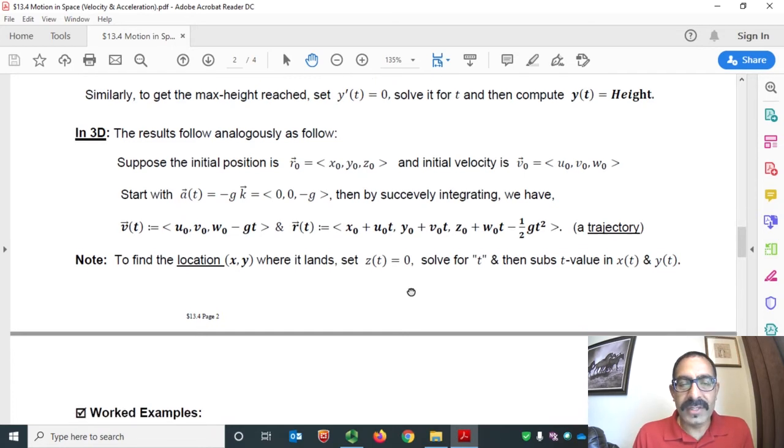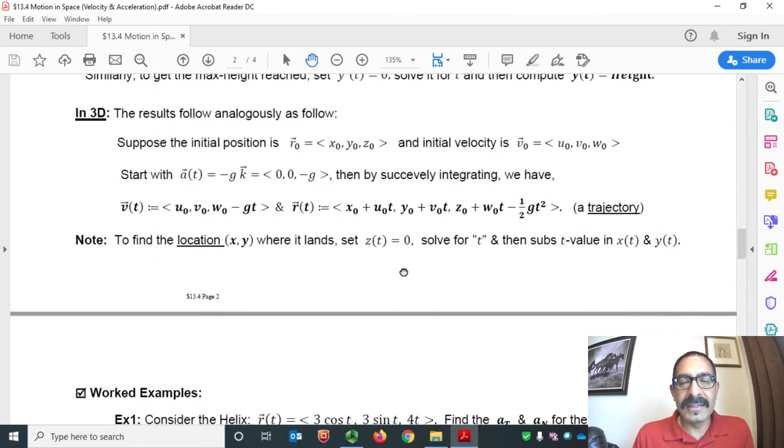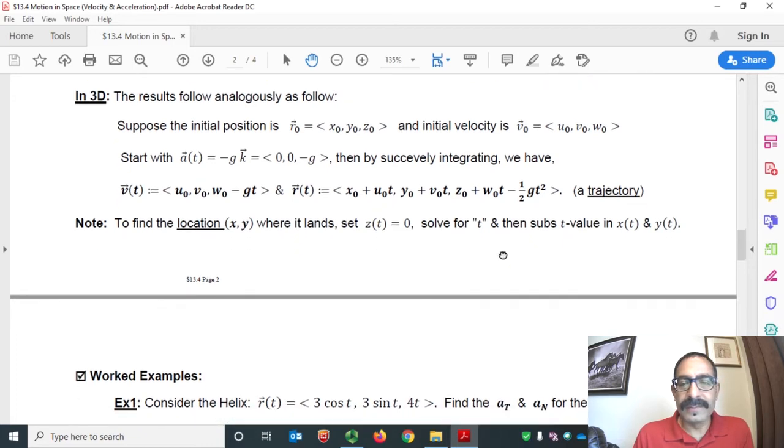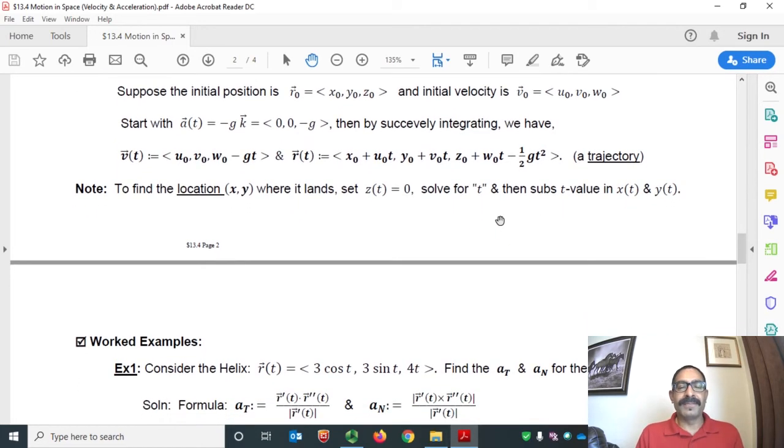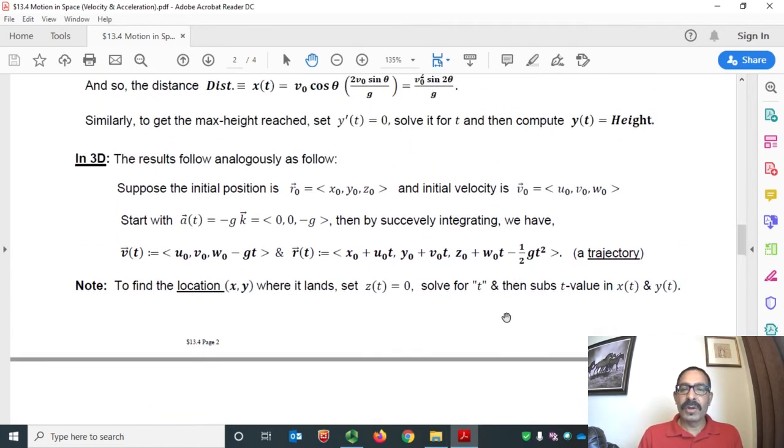Now to find the location where the object lands, we set the z-component, g(t), equal to 0 in the xy plane. So set g(t) equals 0, solve for t, and substitute the value of t back into the x component and y component. That's the idea here. I hope this makes sense to you all.